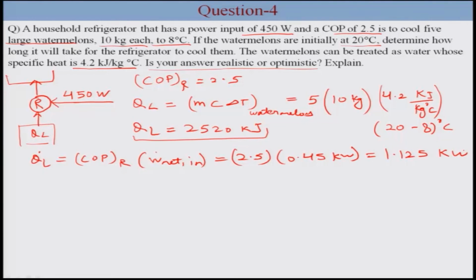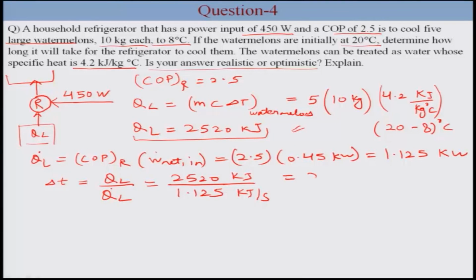From this we can calculate the time needed to remove this Q L amount of heat. The time will be the total heat to be removed divided by the rate of heat removal. So 2520 divided by 1.125, where the numerator is in kilojoules and the denominator is in kilojoule per second. It gives 2240 seconds or 37.3 minutes.